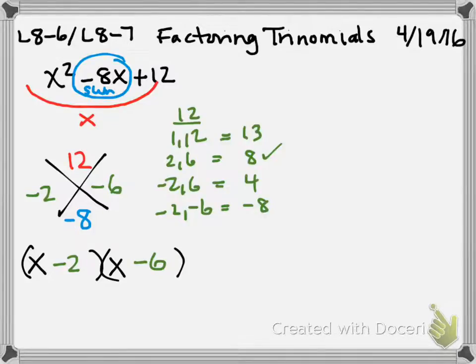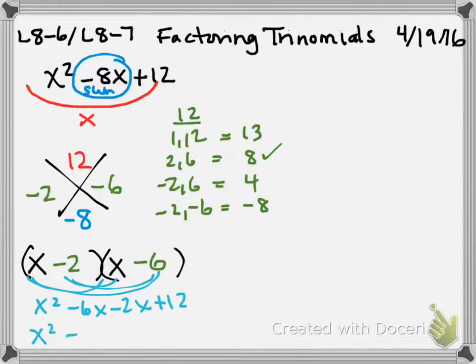So how can we tell if we've done it right? Distribute it out. So if I distribute this, x times x is x squared, x times negative 6 is negative 6x, negative 2 times x is negative 2x, negative 2 times negative 6 is positive 12. Combine up like terms, and I've just verified I've done it correctly. Okay? Let's make it a little harder. I'm going to do a different one, and then we'll do the hardest one. And then we'll go back and practice lots and lots after we write it down.